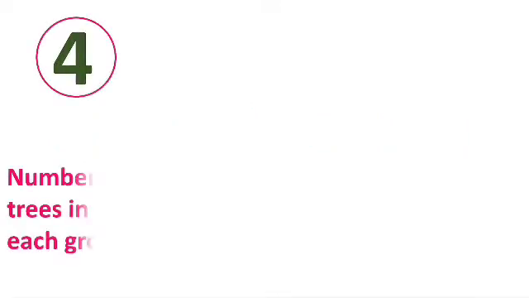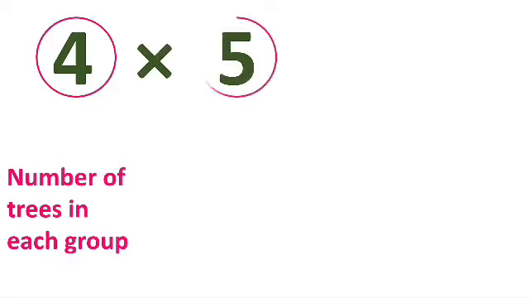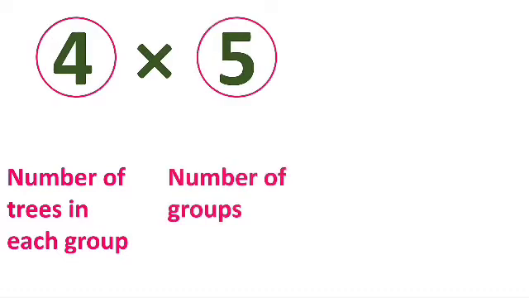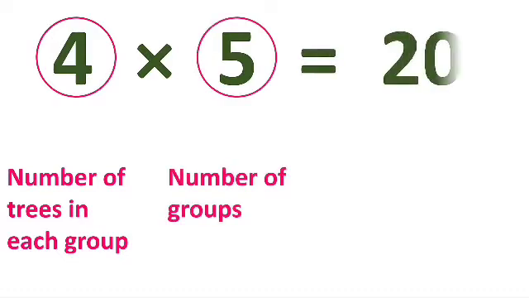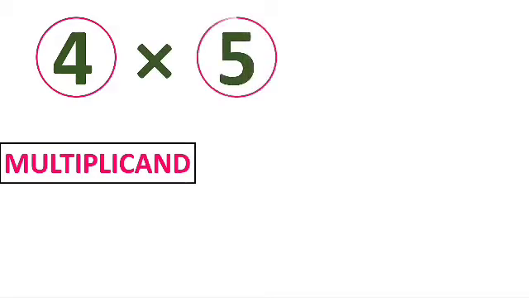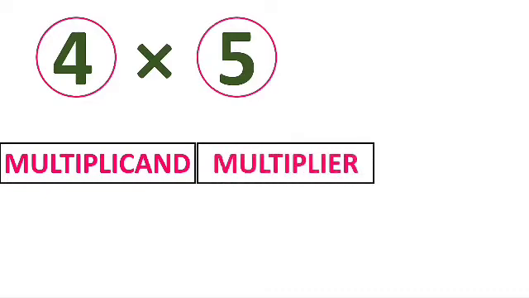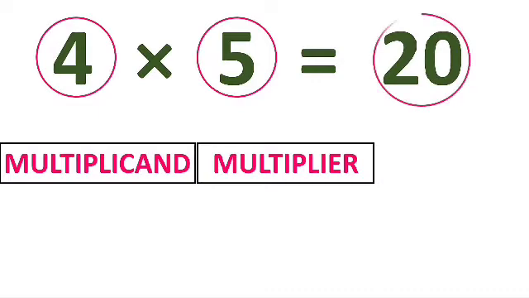4 is the number of trees in each group. 5 is the number of groups. And 20 is the total number of trees. 4 is called as multiplicand. 5 is called as multiplier. And 20 is called as the product.